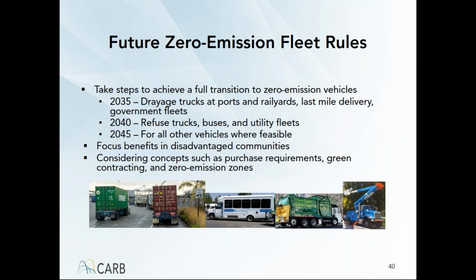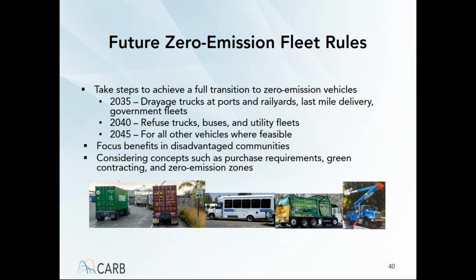So first, it's going to be drayage trucks at ports and rail yards. Those vehicles that do very small delivery patterns, so last mile delivery is what that's called, and then government fleets. Then later on, we're going to get into the refuse trucks, buses, and utility fleets. And then by 2045, all the rest of the vehicles where it's feasible.